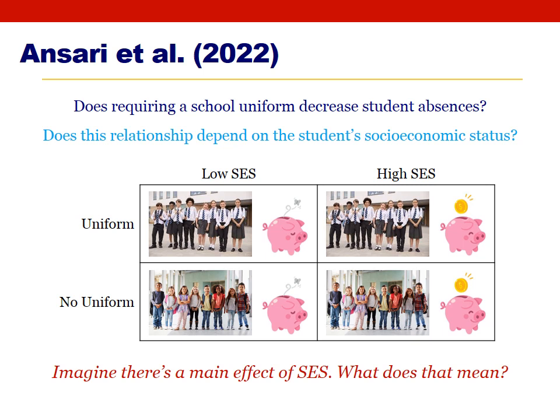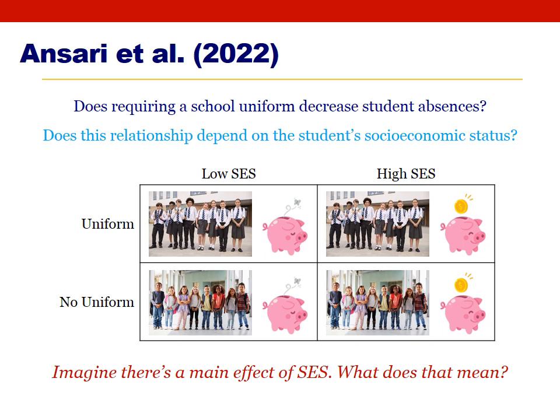Imagine that we did this study and we found that there was a main effect of SES. Low SES schools overall had higher attendance than high SES schools did. What exactly does that mean? And how would we come to that conclusion? Remember that when we test main effects, what we're doing is we're taking our 4 groups and we're collapsing them down into 2 groups.